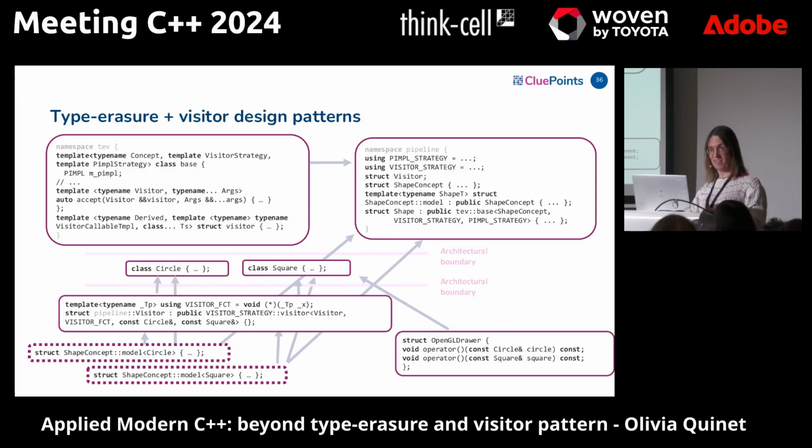So the dependency graph is a bit more complex here. But also on the top left, you have the boilerplate. That doesn't change. It will be common for all your type erasure things that you are going to introduce. And for a pipeline, you define the pimpl strategy, the visitor strategy. You declare a visitor, you implement your shape concept and your model, and then do the shape class with everything.